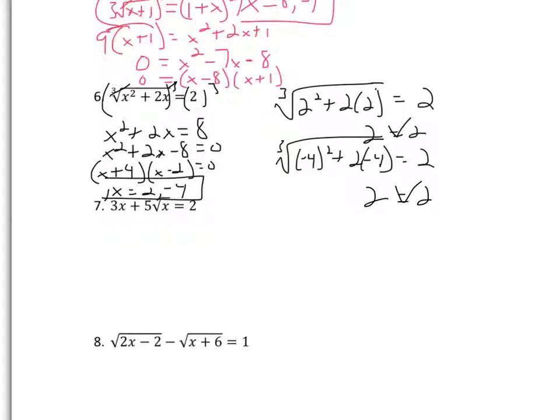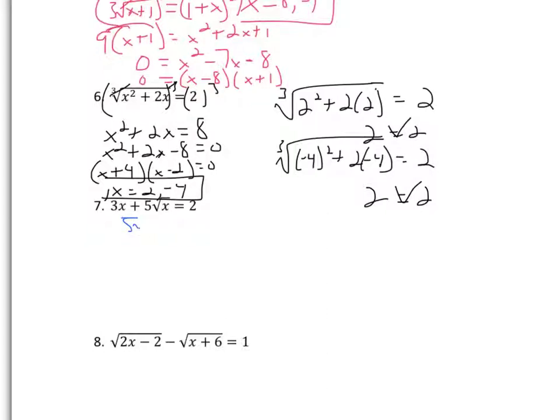Now, the number 7. This one looks very, very similar to the one we did up top. Remember, we had 3x plus x root 5. Now we've got 5 root x. Since our variable is under the radical, we're going to have to square both sides. It's the only way you're going to be able to solve for x. So we need to isolate this radical term before we do anything else.